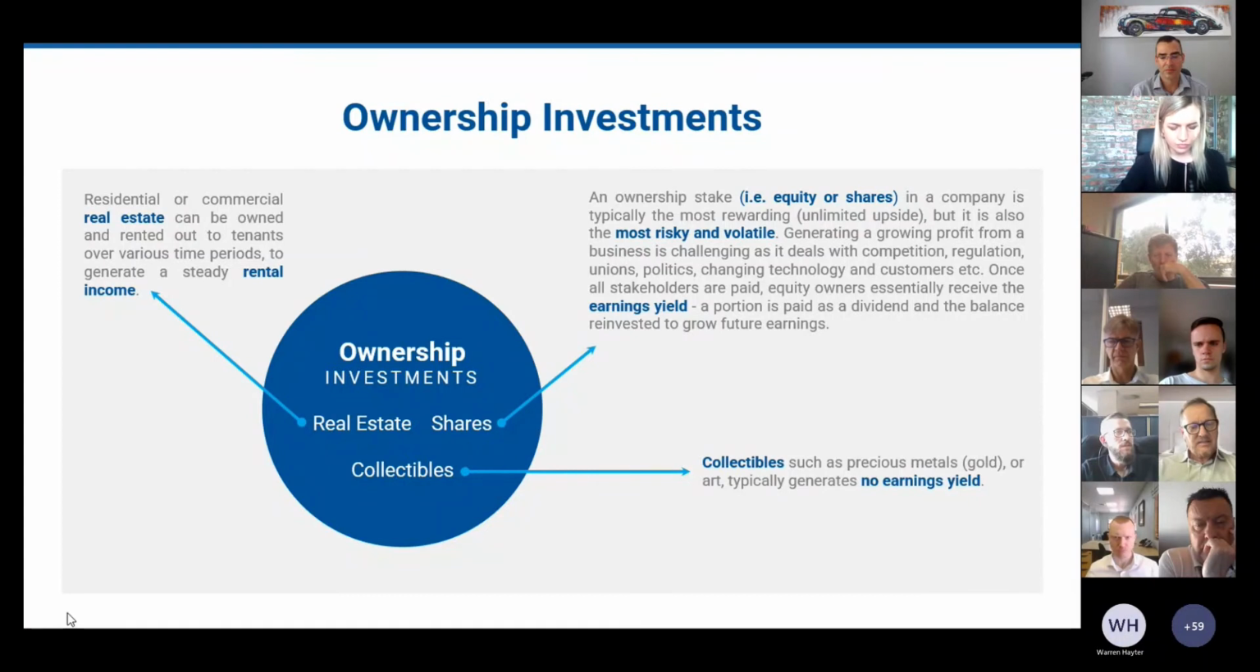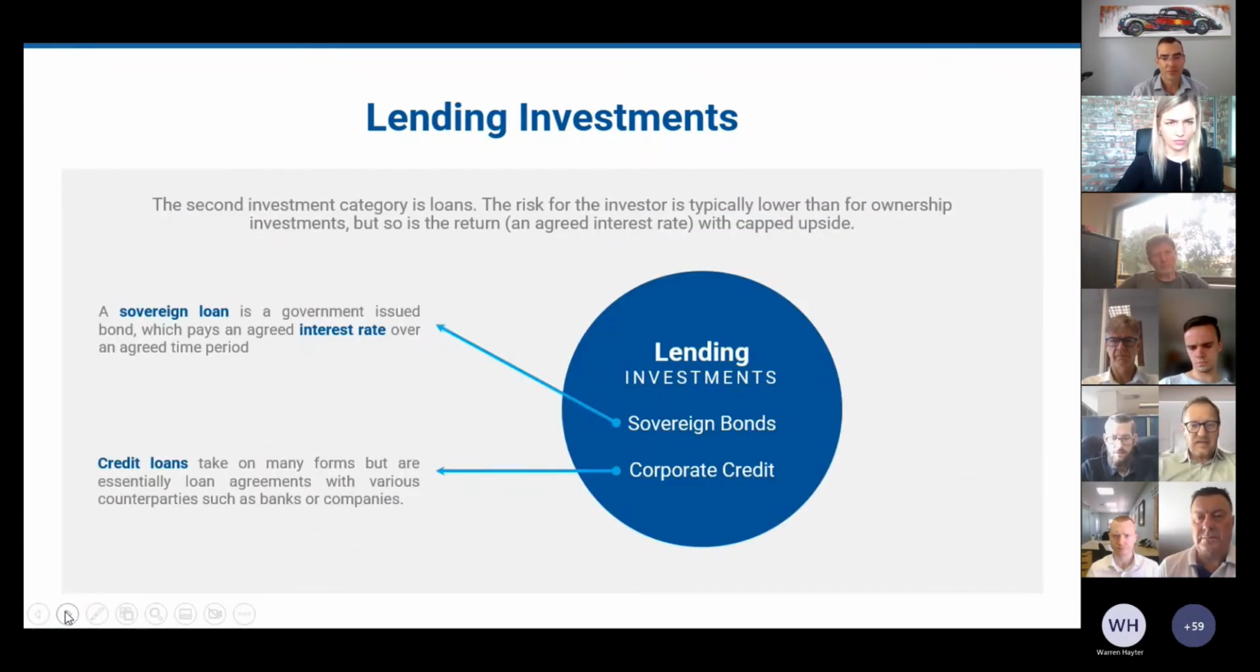And then collectibles we will put under here, maybe art, but typically the one that we look at is gold. It just sits there. It doesn't generate any earnings yield. So those are ownership assets. You own the asset as the investor, deriving typically a rental income, earnings income, or in the case of the gold, no income. And then the one that we tend to forget about a fair bit in a lot of discussions is this one, which is lending investments.